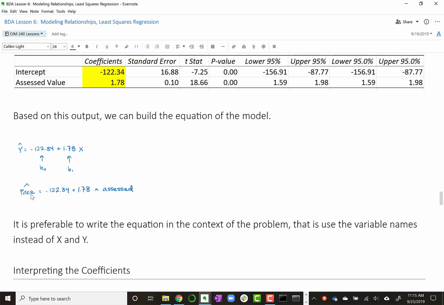But in statistics, rather than using y's and x's, we need to communicate the context a little bit better than that. So a good way to present the model would be to say that predicted price, and we use the hat to indicate that it's predicted, is equal to negative 122.34 plus 1.75 times the assessed value. Okay, so price and assessed are the variables, and the numbers here are the constants or coefficients.